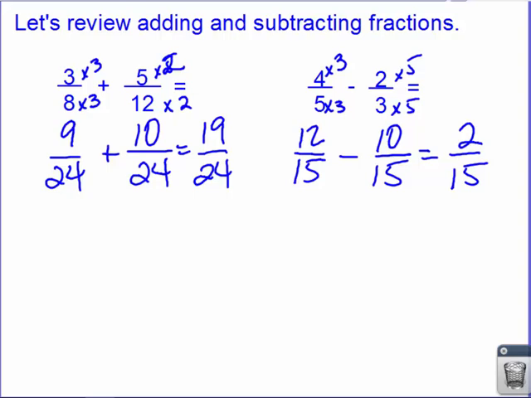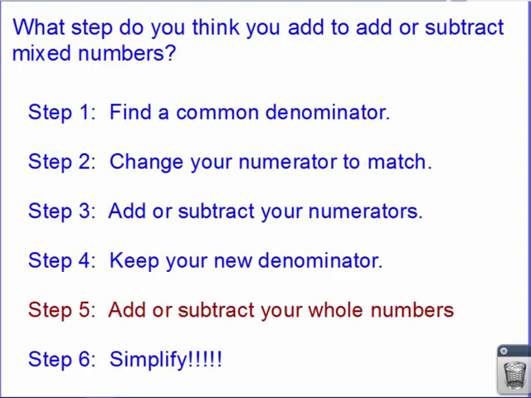Well, we would add one step in there. We'd still find a common denominator. We'd still change our numerator to match. We'd still add or subtract our numerators. We'd keep our new denominator. But the step that we would add in there is we would add in our whole numbers. And then we simplify. So let's see if we can try that.